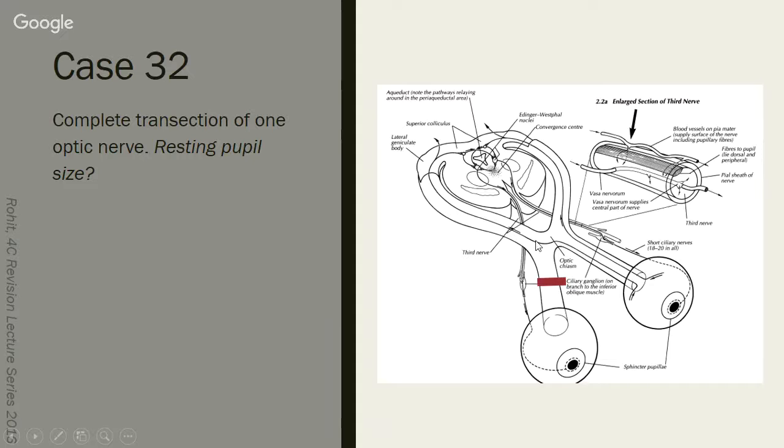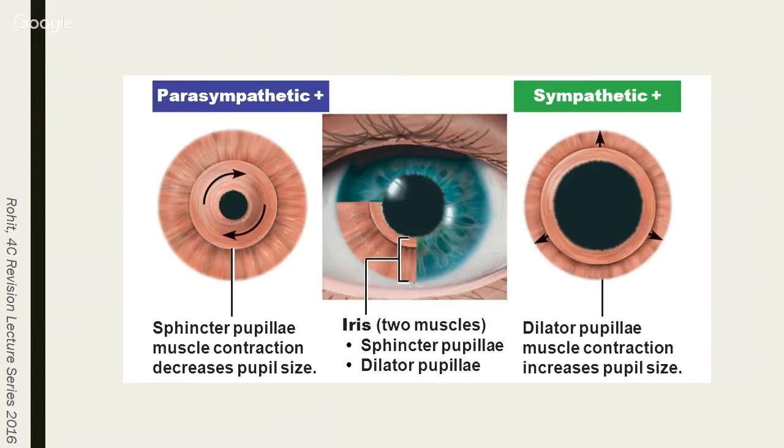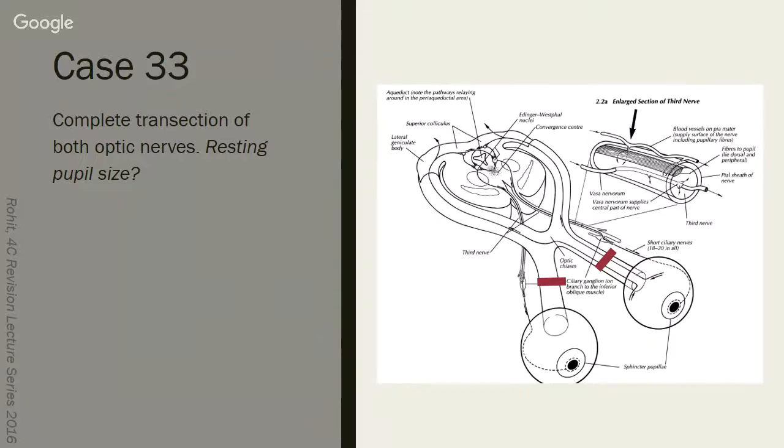Who cares about those names? We just know that it goes bilaterally, and then it supplies the parasympathetics, which run along the third cranial nerve on the periphery, and that supplies the constrictor, okay? So they'll both be the same, constricted or dilated, depending on how the room is. They'll be the same. And it's worth knowing that pathway. Those are just the muscles. I'm not going to go over it much.